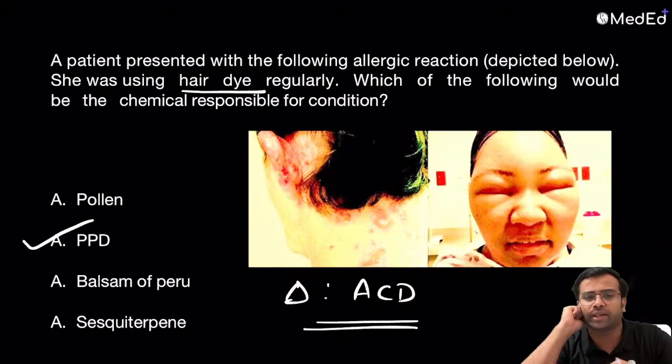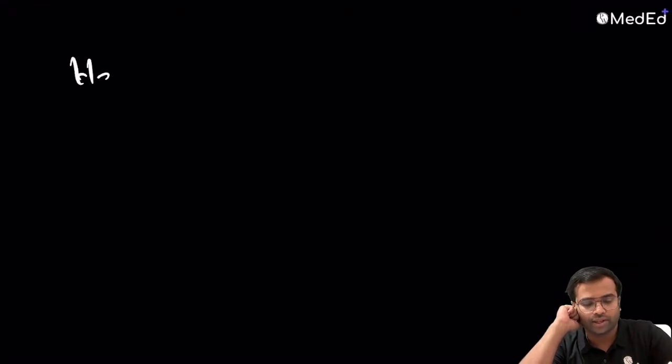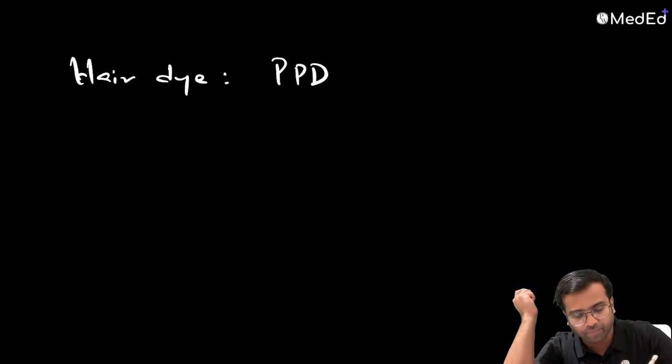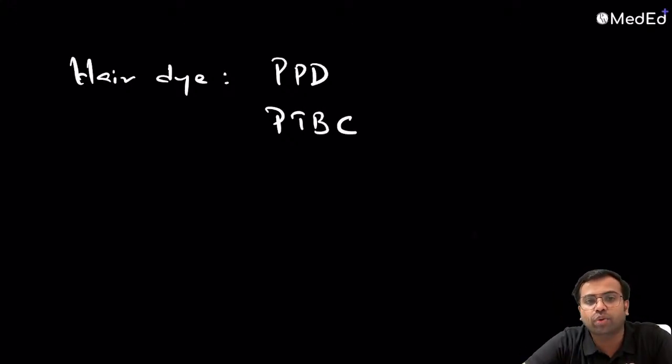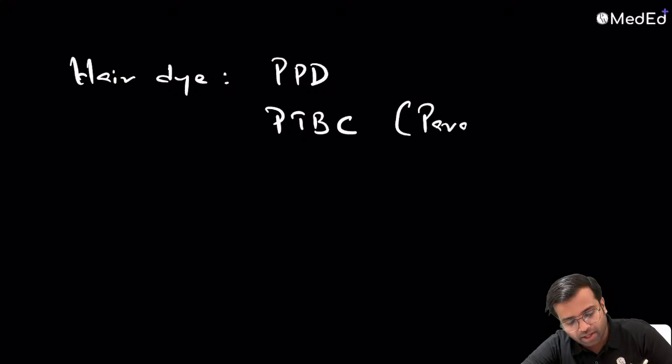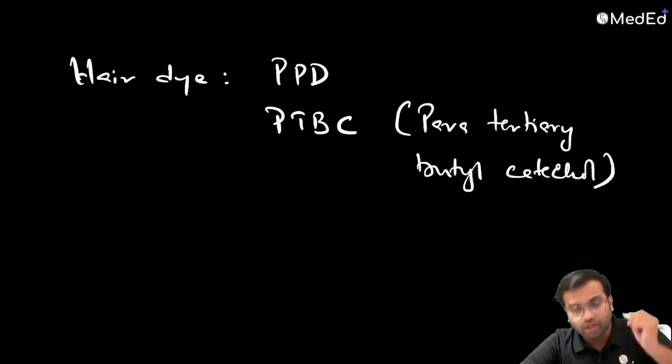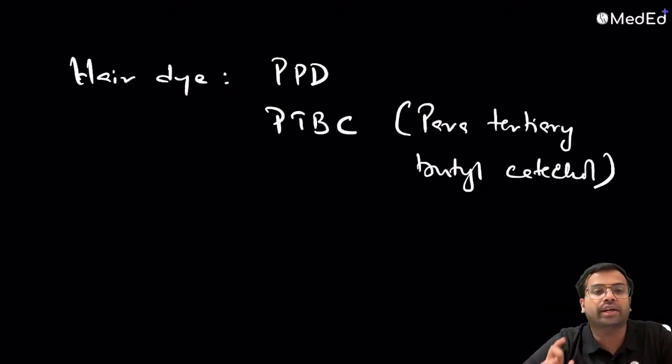Just remember one point here, that with hair dye, there are two very common allergens. One is PPD, that is paraphenylene diamine, and there is one more which is called PTBC, that is para tertiary butyl catechol. These two are implicated in the allergic contact dermatitis due to hair dye.